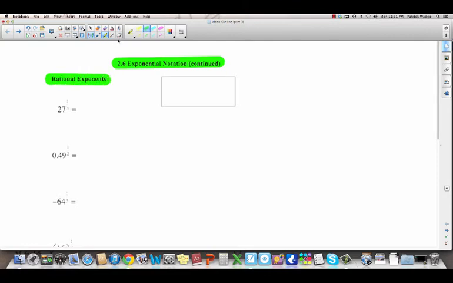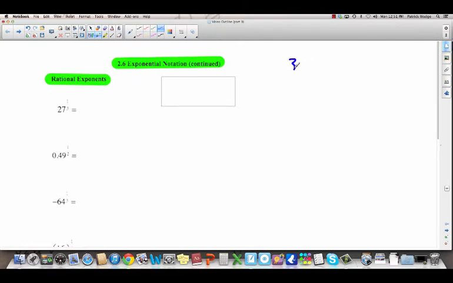Now, what does rational mean? When you hear the word rational number, you should remember from a little earlier in this course, a rational number is a number that can be expressed as a fraction. So that's exactly what we're looking at here. We're looking at exponents which are fractions. So what do we do when we have exponents which are fractions? Well, let's do an example here to help us out.